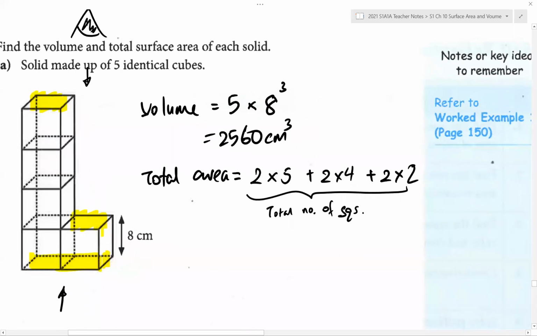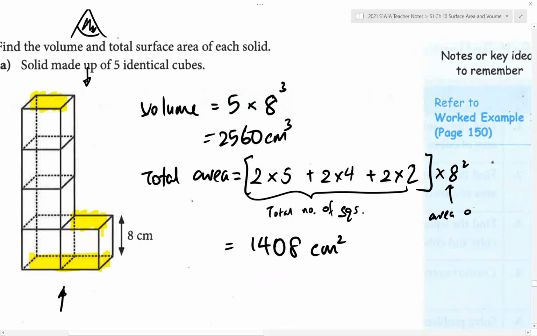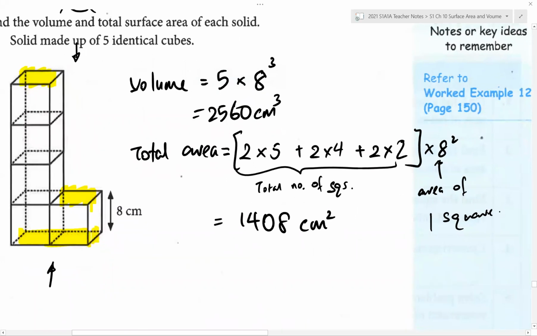However, I need total area. So I still need to multiply this by the area of 1 square, which is 8 times 8, 8 square. So find everything out. 10 plus 8, 18, 18 plus 4, 22, 22 times 64. 1408 square centimeters. Then this is our area of 1 square.